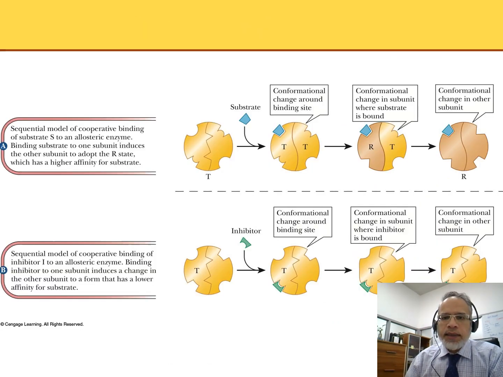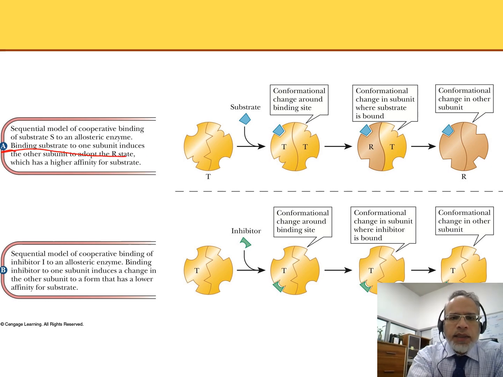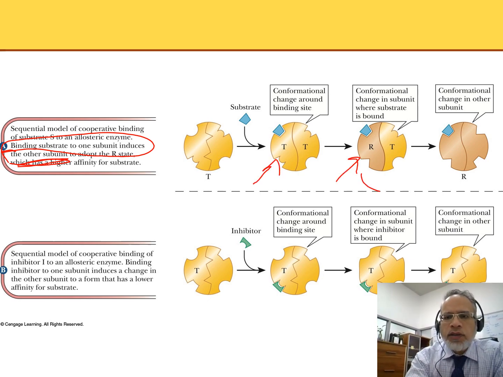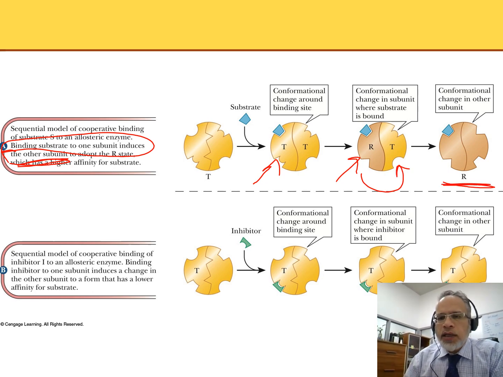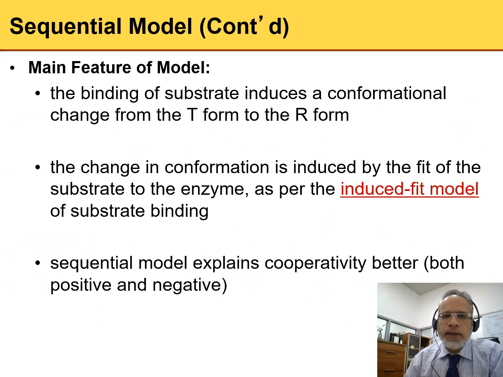Okay, and this is again explained very nicely. Binding of substrate to one subunit induces the conformational change in other subunits, and so this is bound, this changes, and this causes this to change, and then eventually you have both of them changed in the R conformation. Okay.